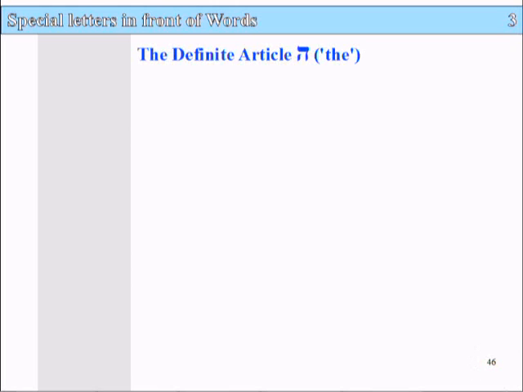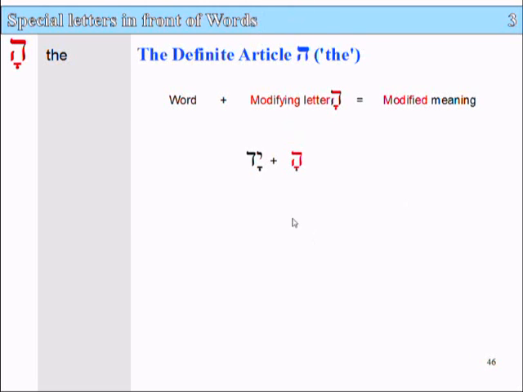Slide 46, Lesson 3, Special Letters in Front of Words, the definite article hey, or the. Here we have our word plus the modifying letter hey, which means the, and we get the modified meaning, the something or other. For example, we take the word yad, which means hand. Yud, kametz, dalet, and we add the hey, and we get ha yad, the hand. Ha yad, the hand. Let's have a look at another one.